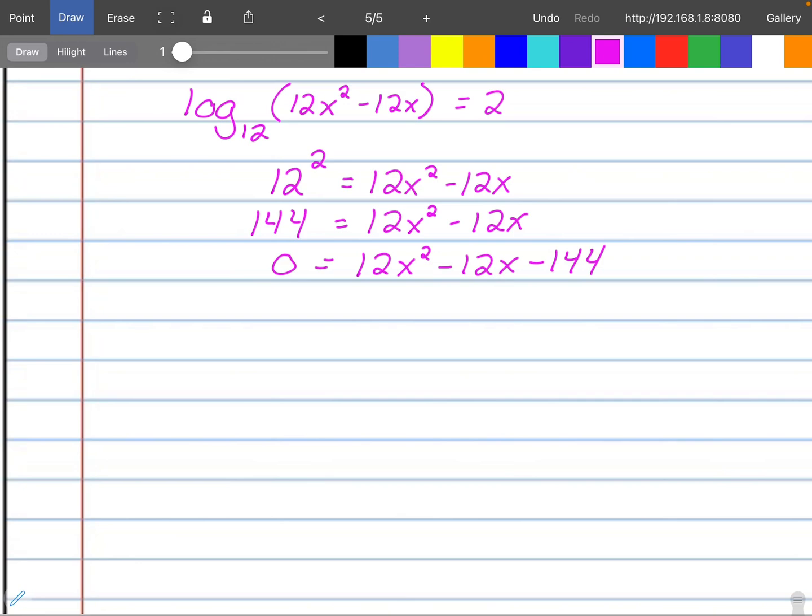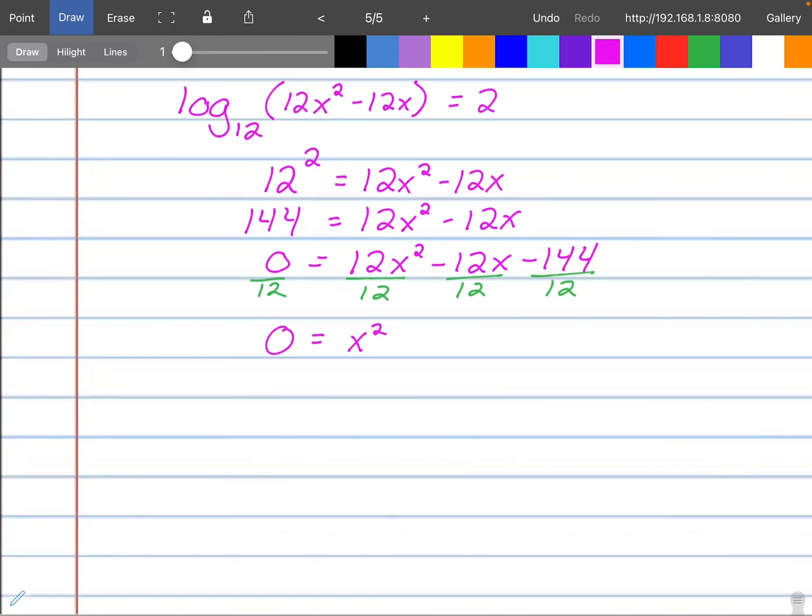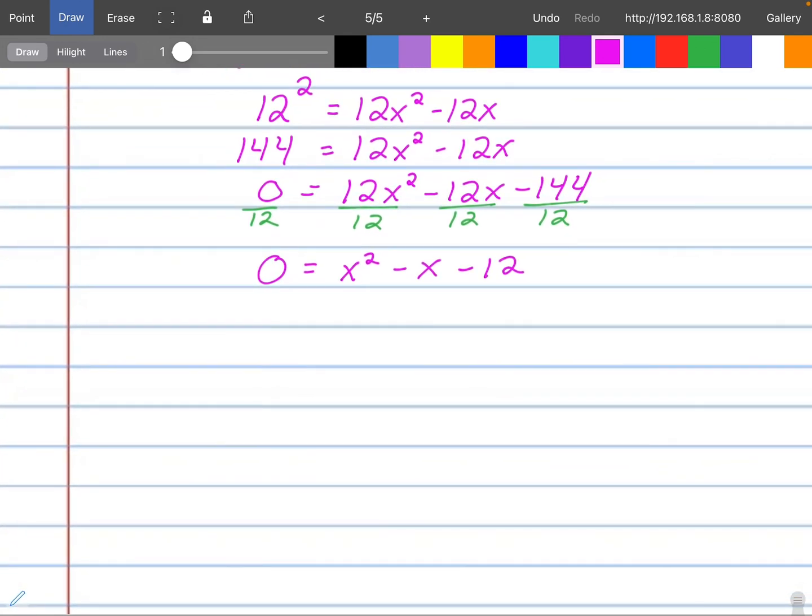Now, looking at this, I think at first glance, this is going to be horrible to factor. However, look at all the coefficients. They can all be divided by 12, which means this is actually going to make our job much, much easier. So I'm going to divide every single thing by 12, and then I'm going to get a very nice problem to factor. So I'm still going to have 0 equals, and then that's just going to give me x squared minus x, and then minus 12. And now, like I said, that is much easier to factor.